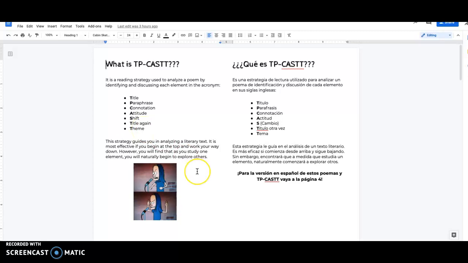So this strategy guides you in analyzing a literary text. It is most effective if you begin at the top, the beginning, and work your way down through each step. However, you will find that as you study one step, you will naturally begin to explore others. These things are interconnected.